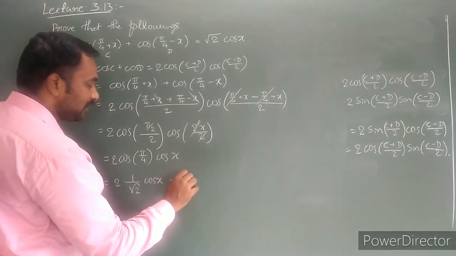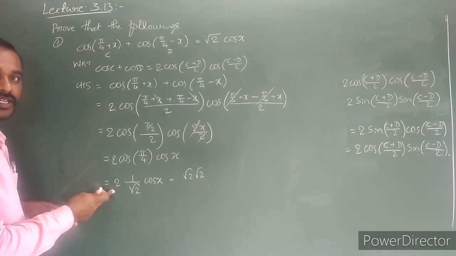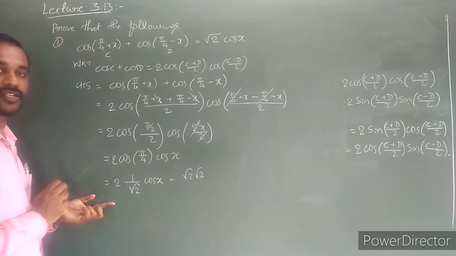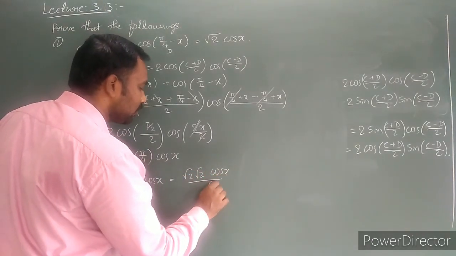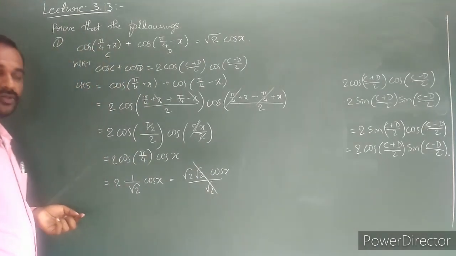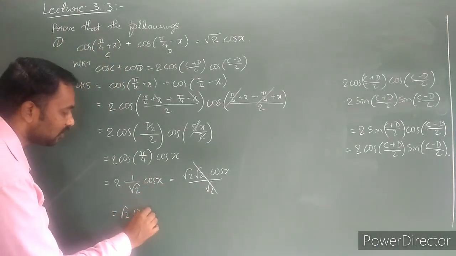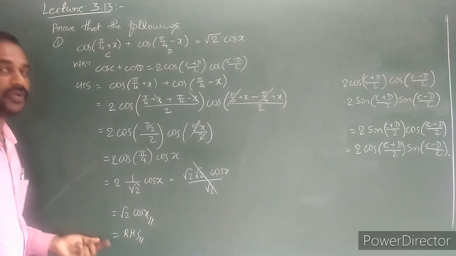How? 2 can be written as root 2 into root 2. Is there any problem? Instead of writing the 2, I just write root 2 into root 2. Root 2 into root 2 is 2, into cos x as it is, divided by root 2 as it is. One of the root 2 gets cancelled. What is left? Root 2 into cos of x. Hence the required RHS value.